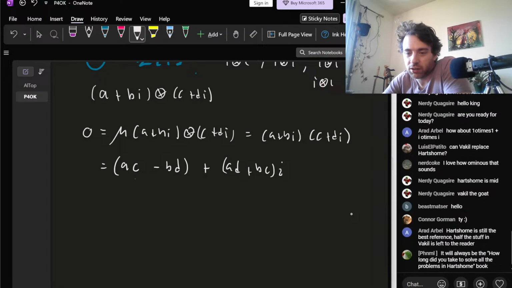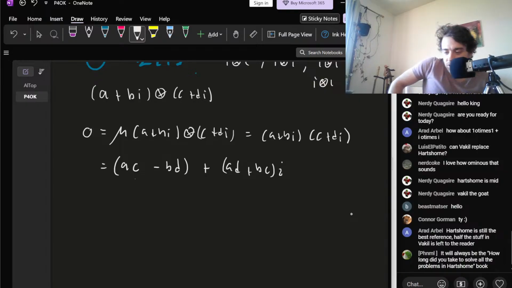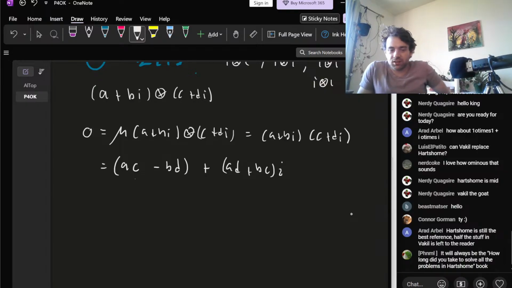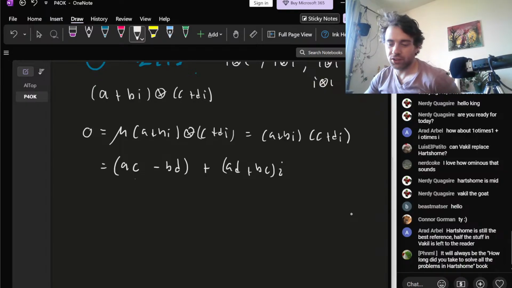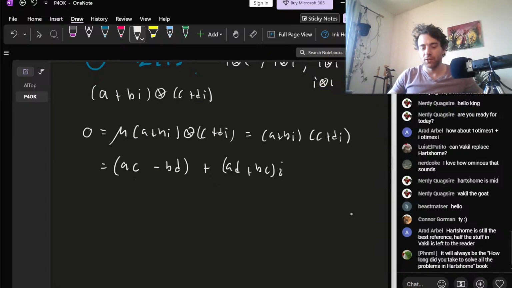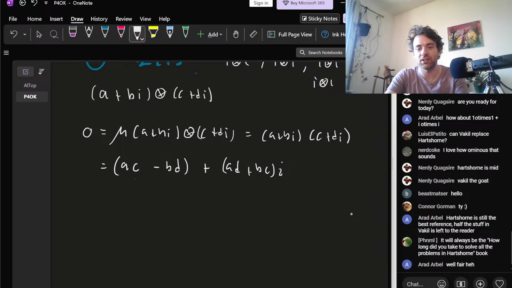But Vakil definitely is better for self-study. It'll always be, how long did you take to solve all the problems in Hartshorne's book? Although, who knows? Maybe when we get good enough at understanding infinity categories through the theory of cosmoi, we'll be able to just teach that approach to undergrads, and we'll circumvent literally all of that.